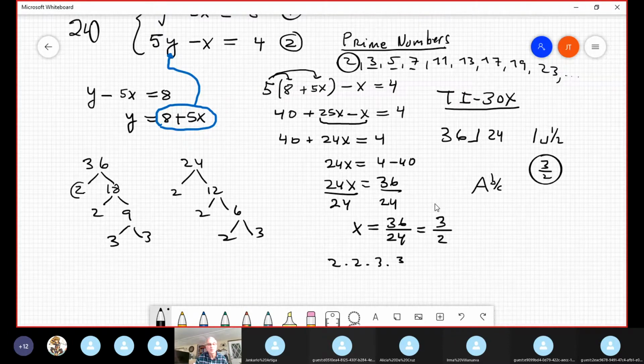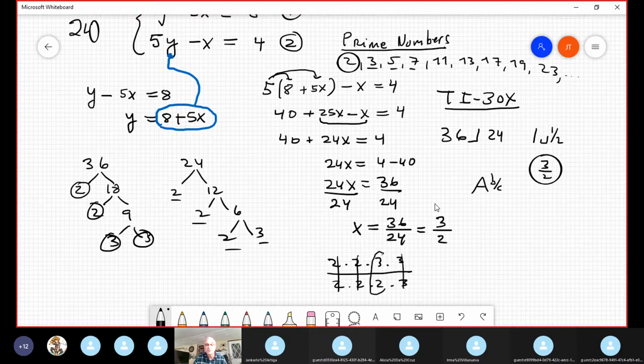Look, I copied that number. So instead of 36, I copy that. And 24 is 2 times 2 times 2 times 3. And you see that 2 is cancelled and 3 is cancelled. And stay alive, 3 halves. End of the story. Okay, and this is the x value.